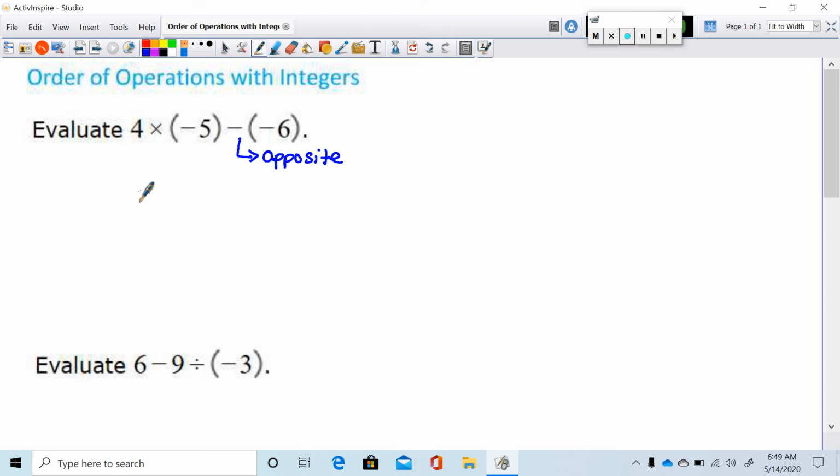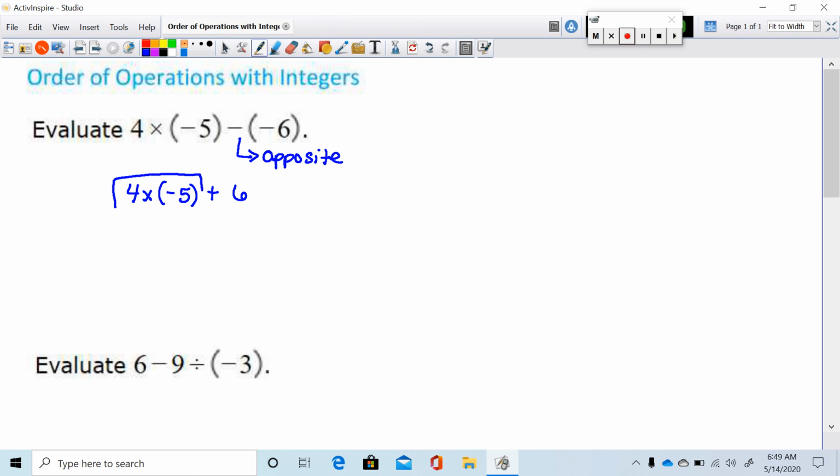So I'm going to write down this problem just like it looks for now. But right here, it says the opposite of negative 6. So the opposite of negative 6 is positive 6. Now that you've got that taken care of, I'm going to go through, and any addition or subtraction, I leave it alone. So this right here is multiplication.